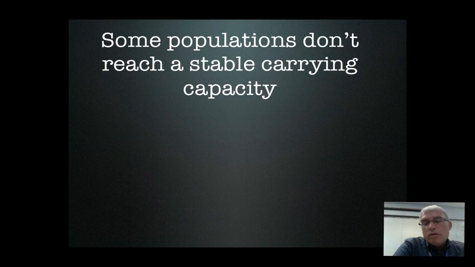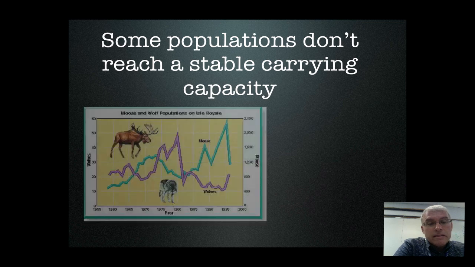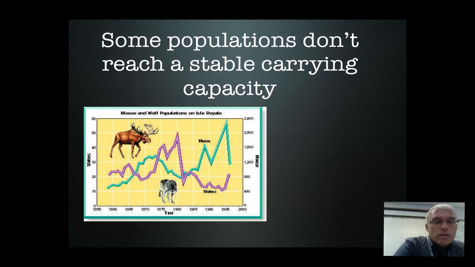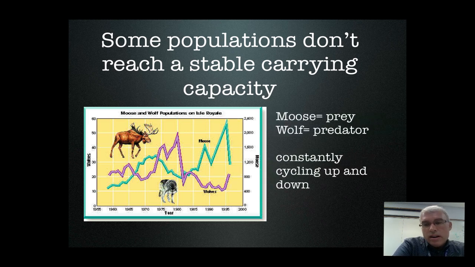Some populations don't reach a stable carrying capacity. Their populations are always going up and down, crashing and booming. For example, wolves and their prey species, moose. Moose populations climb and then fall when there get to be a lot of wolves, and then when there's not enough moose to eat, the wolf population crashes. So these two populations kind of cycle or dance around each other, constantly going up and down over time. So not all populations naturally reach a carrying capacity.